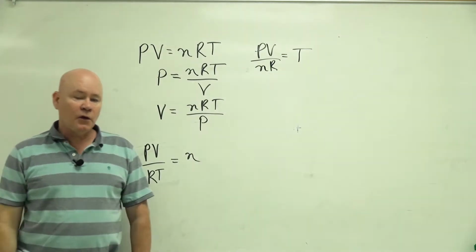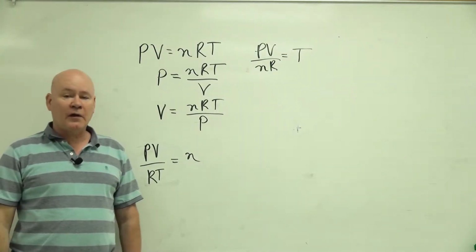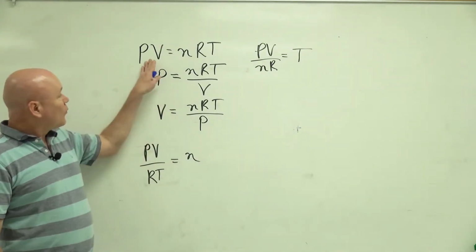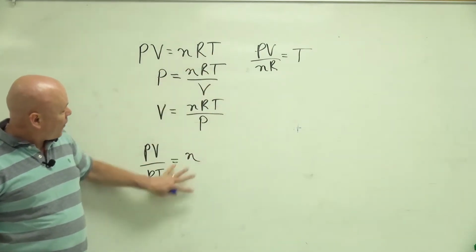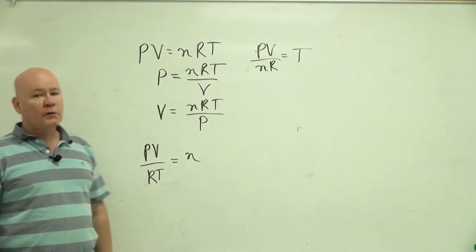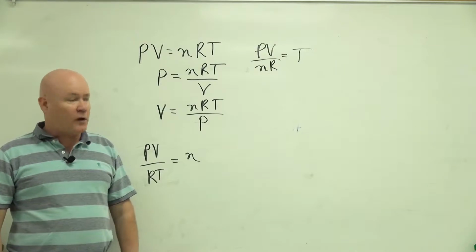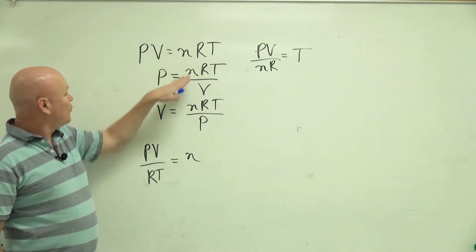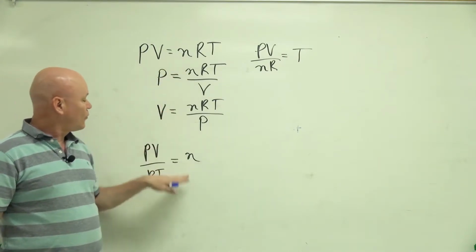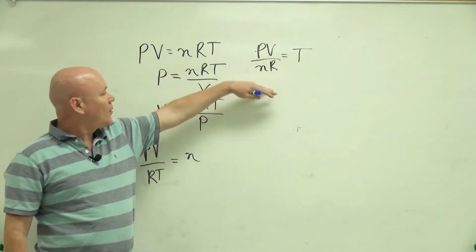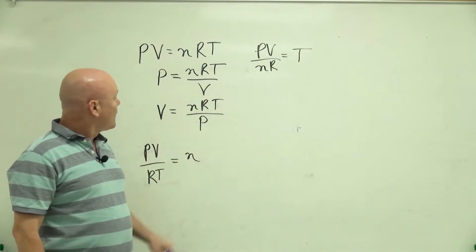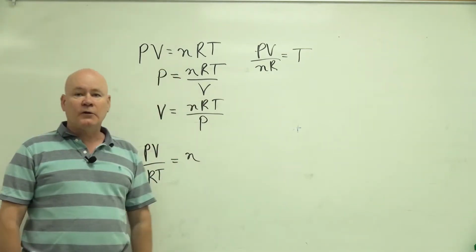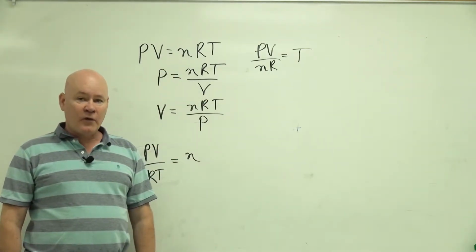But at any rate, any time you're using the ideal gas law equation, start with PV equals nRT. Don't try to memorize these four relationships here. It's too much. What you do is you start with your ideal gas law equation and you just rearrange it to get whatever it is that you're looking for. If I'm looking for temperature, I've got to divide both sides by nR and so forth. Just start with the ideal gas law and solve from there.